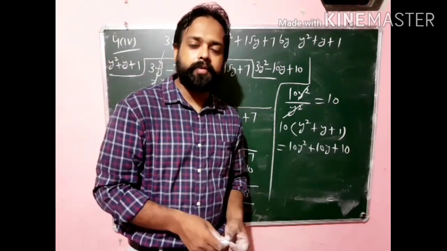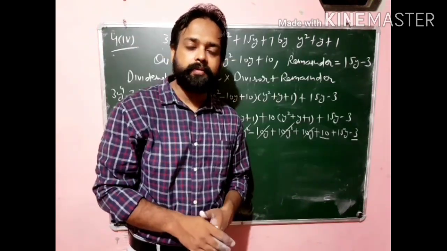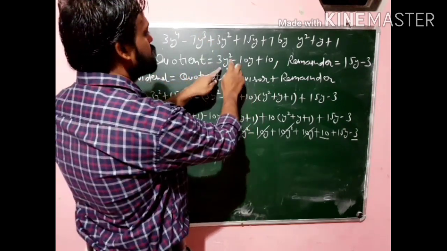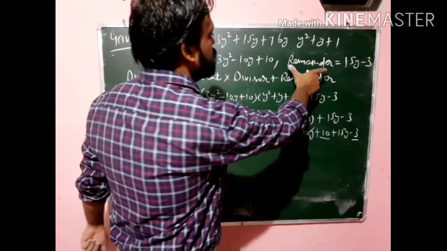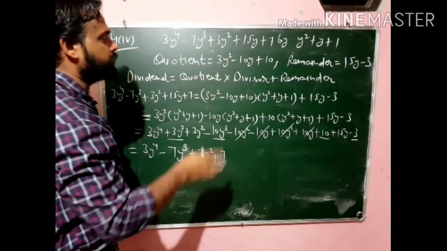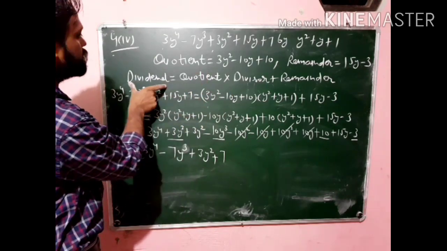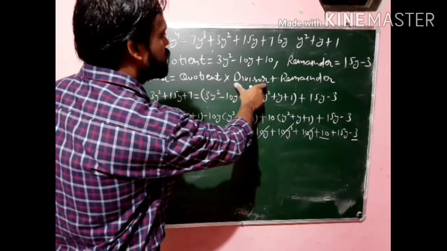So now we have to do the verification also. Okay, let us start the verification. Now you can see after dividing we got the quotient 3y square minus 10y plus 10 and the remainder is 15y minus 3. So now we have to apply this formula to verify the sum. Dividend is equal to quotient into divisor plus remainder.